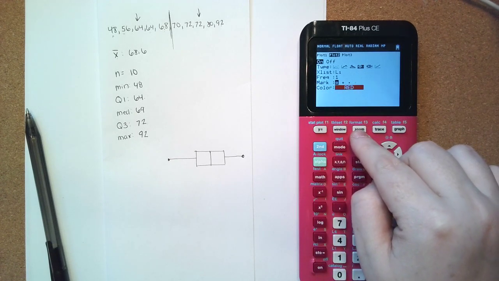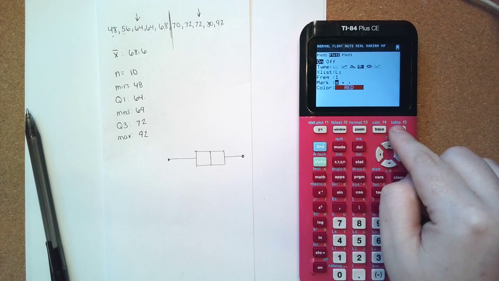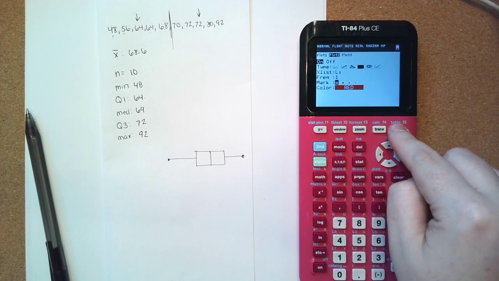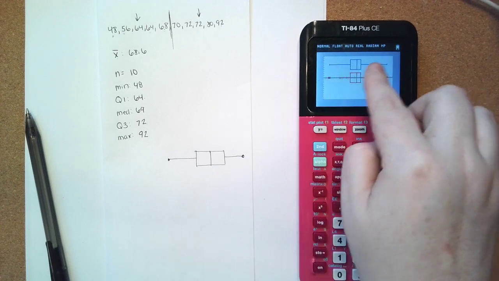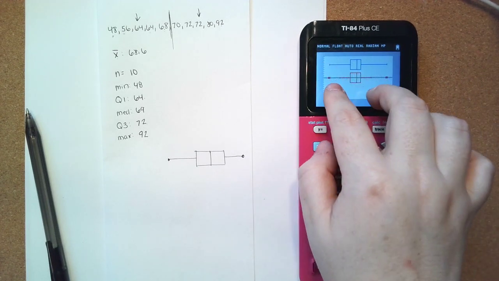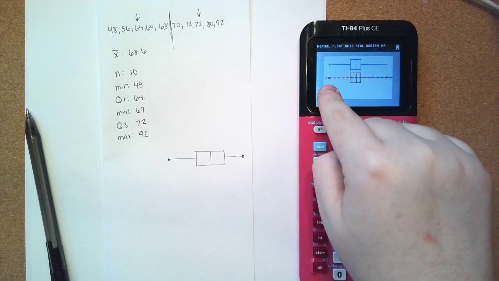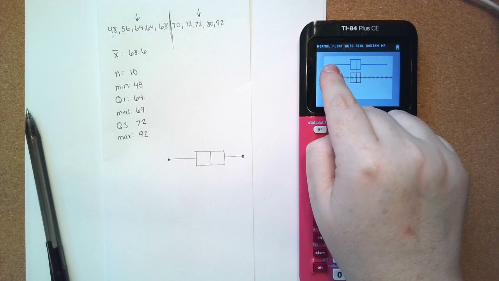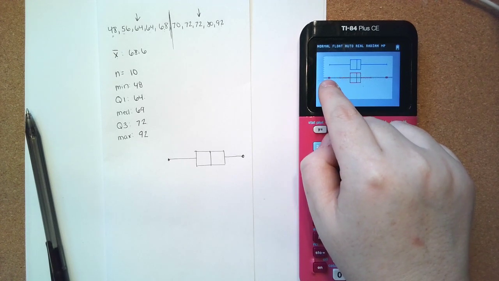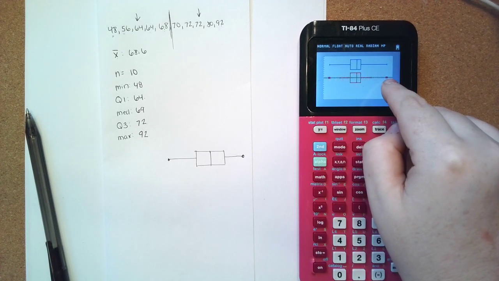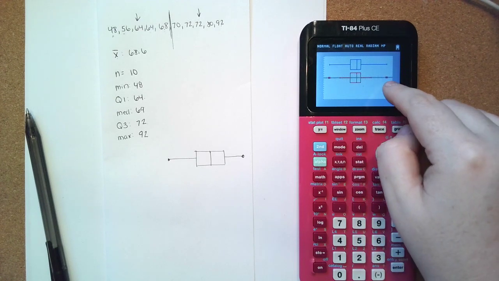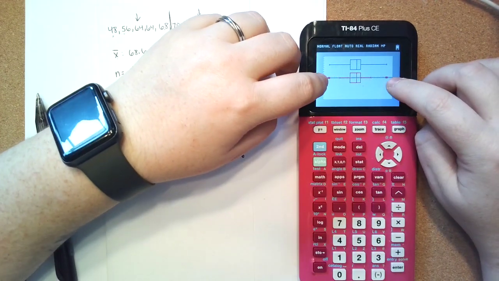My zoom is still on 9. It's still zoom stat, so I don't have to press it again. I can just press graph. There's my original one, and here is my modified. Now it is on the x-axis, so you can see the dots. So I have an outlier here, which was my minimum, so it looks like 48 is an outlier, and my maximum of 92 was also an outlier. It looks like those are the only 2 outliers that we have.